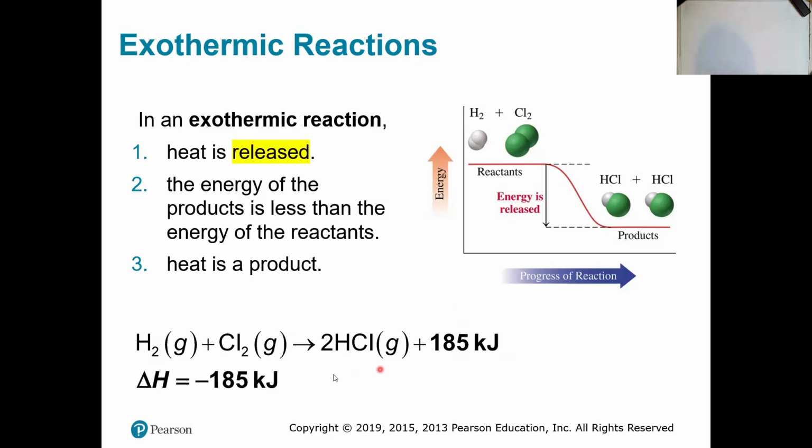The delta H value for a reaction whose heat is on the product side is always going to have a negative sign. Because remember what we talked about earlier, when heat is lost or when heat is exiting, the sign of that heat is going to be negative because that's going to represent the loss of the heat. So this reaction is considered an exothermic reaction. Heat is released as a product, and our delta H value is a negative value. All of those things are true for an exothermic reaction.